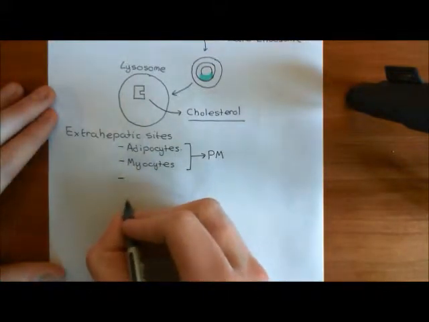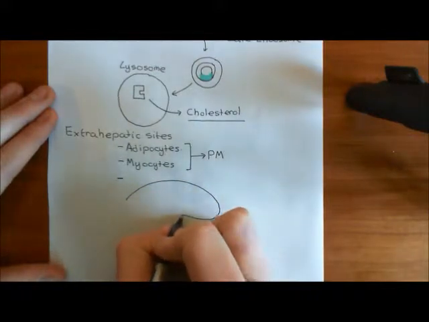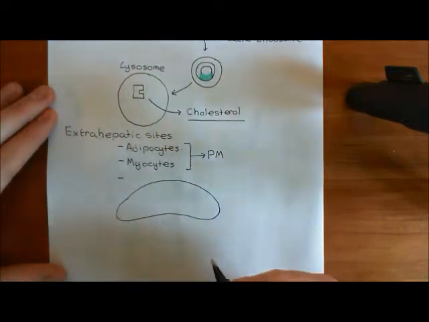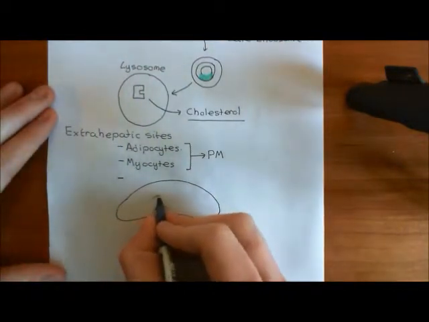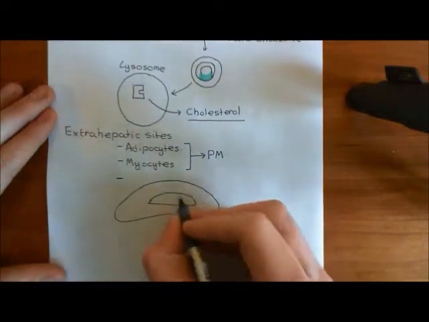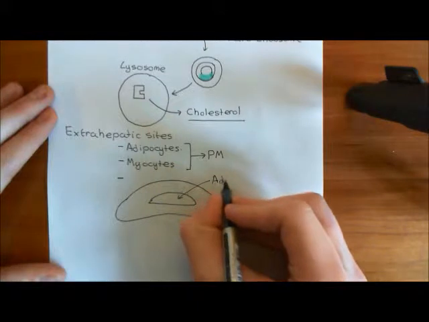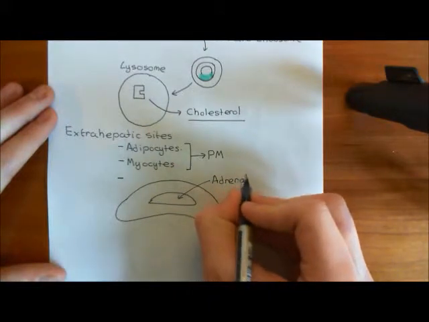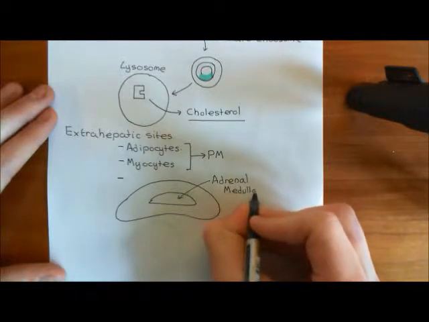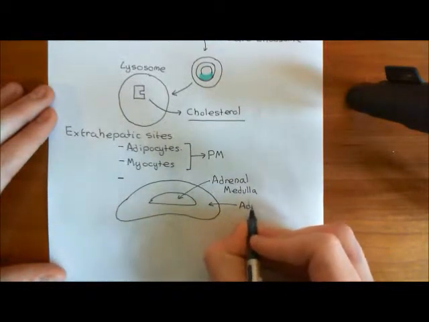Let's start off with a little picture of an adrenal gland. You have two adrenal glands, one atop each of your kidneys. The adrenal gland can be split into two major portions. There is the adrenal medulla, which is responsible for producing adrenaline, and then there is the adrenal cortex, which produces a huge number of steroid hormones. So this is the adrenal cortex.